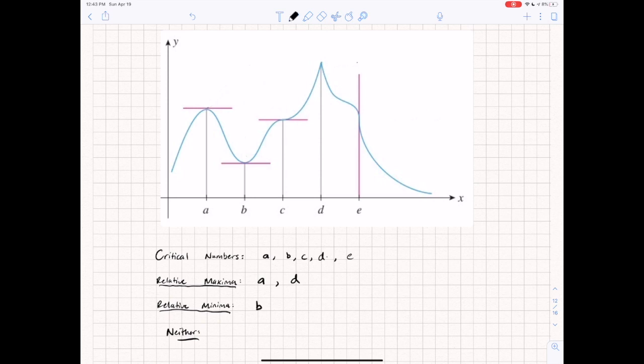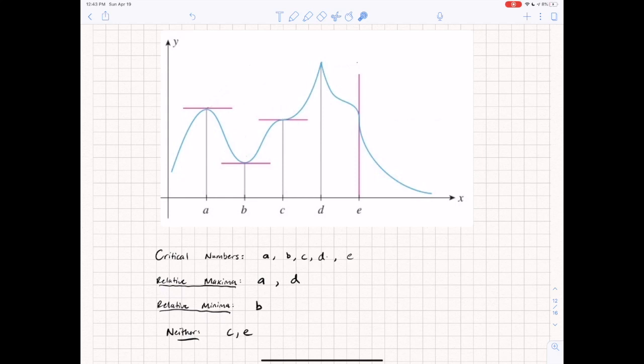I have neither at C and E, and this is really important to notice, especially at C. See how I have a horizontal tangent line at this point? In other words, the derivative is equal to zero, but it's not a maximum because I'm increasing, but then I continue to increase. So it's not the highest point when I'm concerned with the little local neighborhood here.